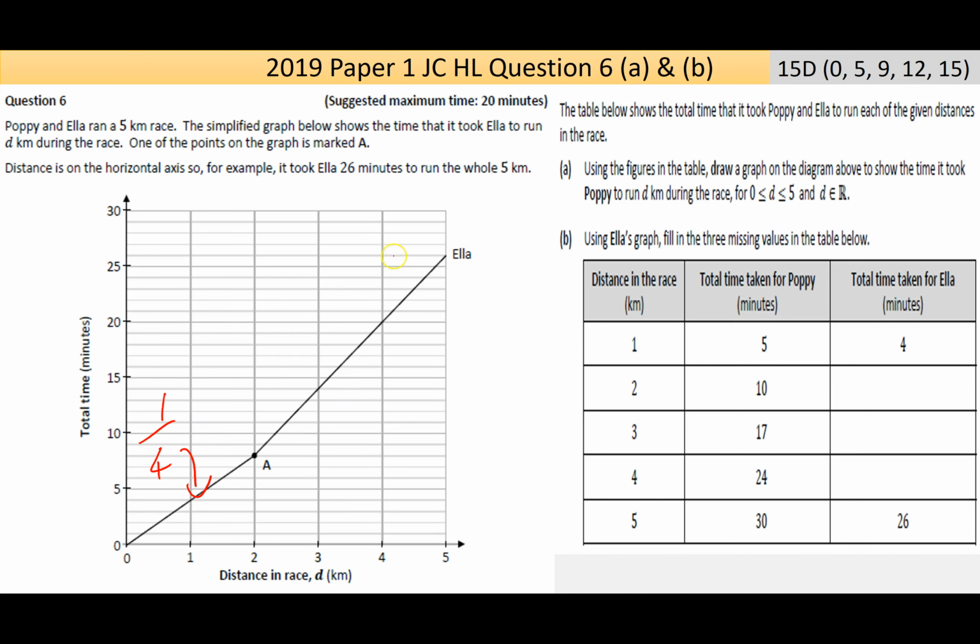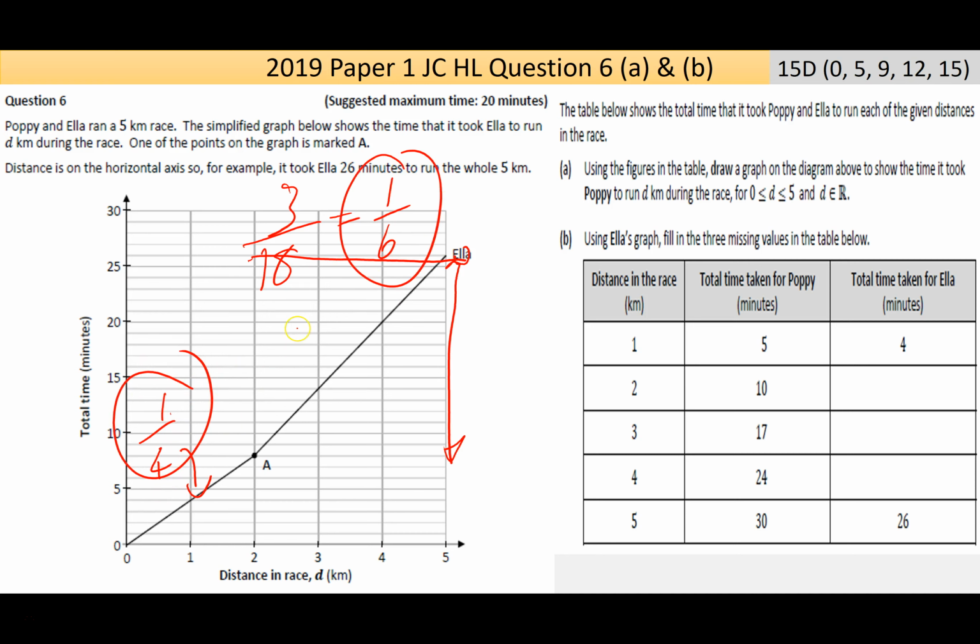This bit looks like 3. So that distance there, 3, over the time from 8 to 26, a difference of 18. So 3 over 18, which is equivalent to 1 over 6. So 1 kilometer in 6 minutes. So she's going faster here: 1 kilometer in 4 minutes is faster than 1 kilometer in 6 minutes. I think that's useful to us later on.